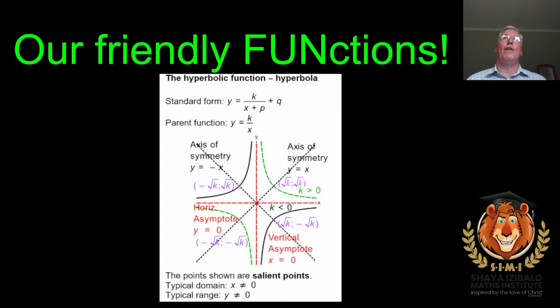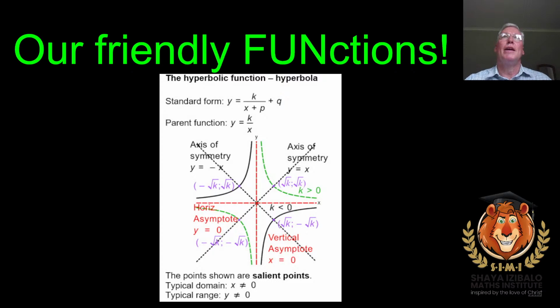Right. And those points that I've referred to as salient points are actually the points where it's closest to the origin, if it hasn't been moved, right? And they are basically the square root of our K value. But we'll look at this as we draw one or two.